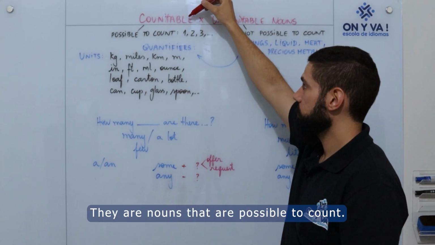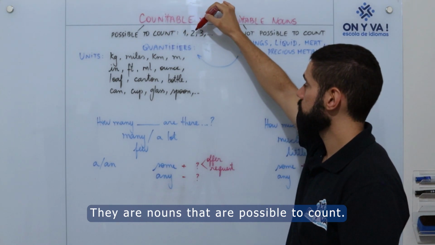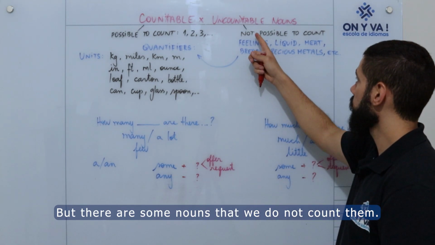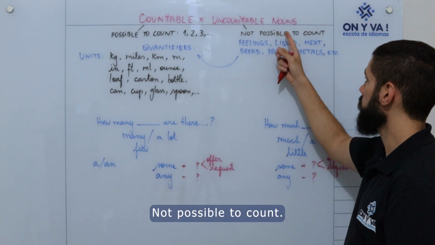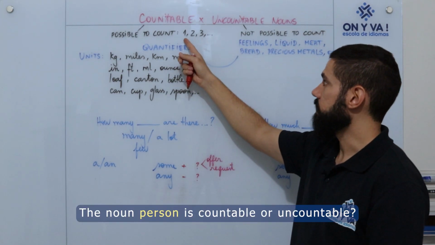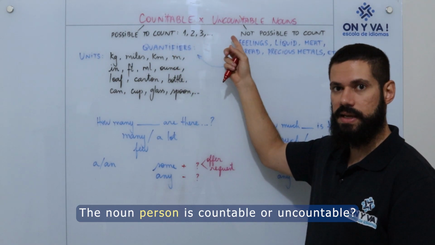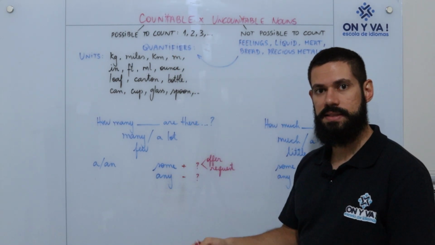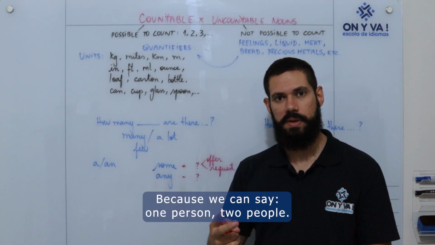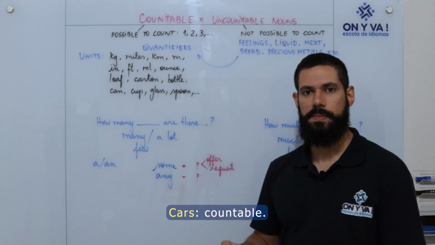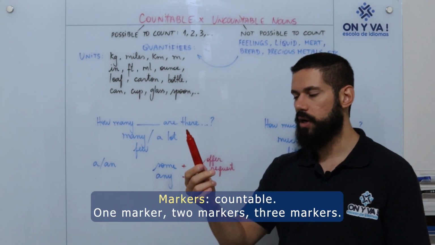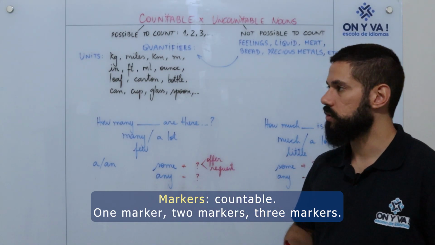They are nouns, words that it is possible to count: 1, 2, 3, 4, 5, 6. But there are some nouns that we don't count, that are not possible to count. Example, is person countable or uncountable? Person is countable, exactly, because we can say one person, two people. Cars, countable. What else? Markers, countable: one marker, two markers, three markers.